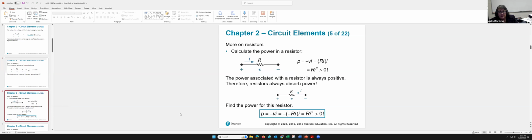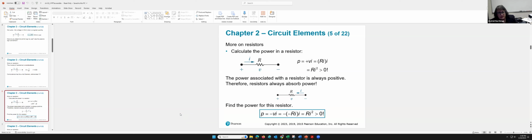When we talk about the power on a resistor and set up the equation, we know that power is equal to V times I, and we know that V is equal to R times I. So we have R times I squared. Since resistance is always positive, and I squared is always positive because a negative number multiplied by itself is positive, and a positive number multiplied by itself is positive, the power going through a resistor is always going to be positive. That means that the resistor will always absorb power, which makes sense. It's not going to supply power.